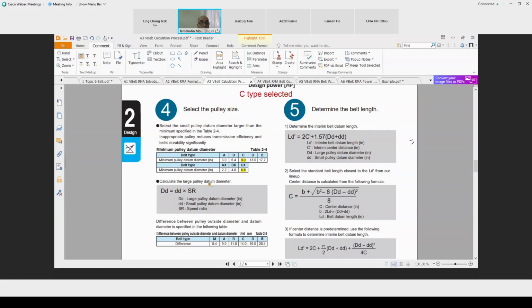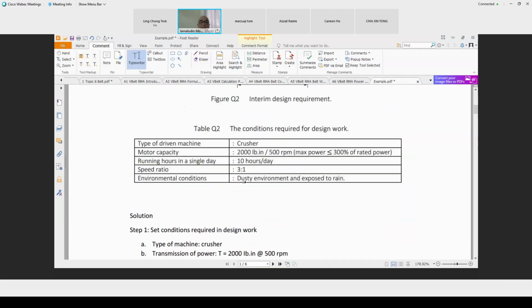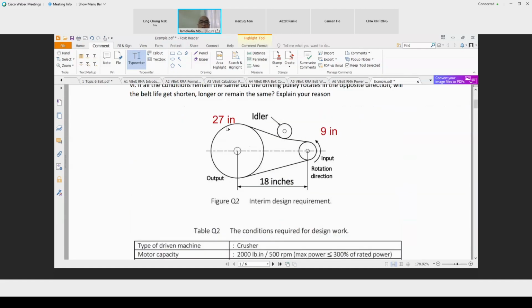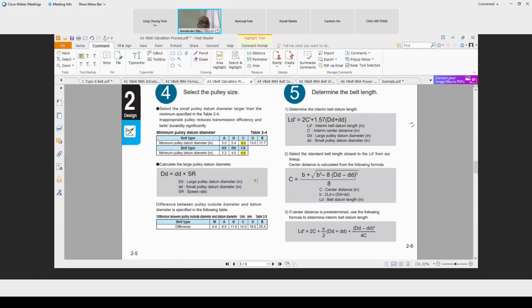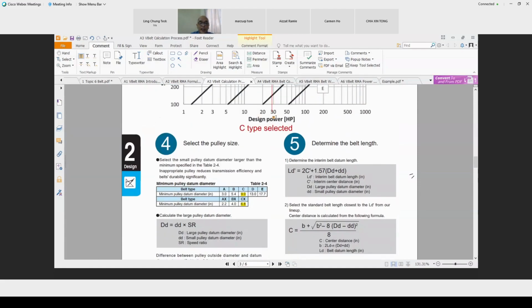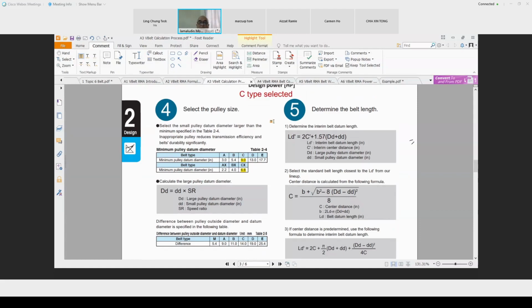All right. Based on that, the larger pulley diameter is going to be the speed ratio, which is 3, times the smaller. Okay, we can get that it's going to be 9 times 27. Right. Okay. After that, I think we finished step number 4. Okay, we go to step number 5 now.